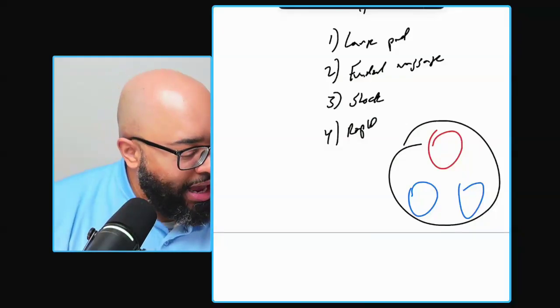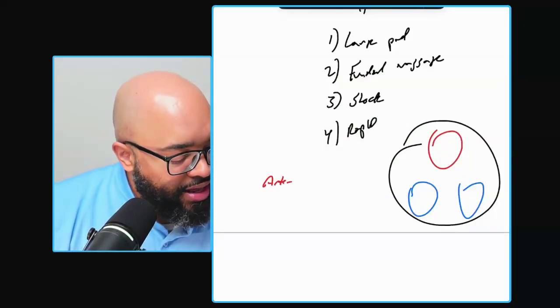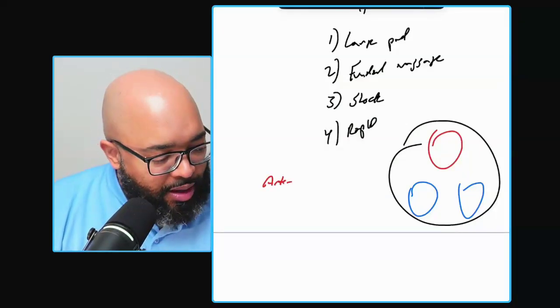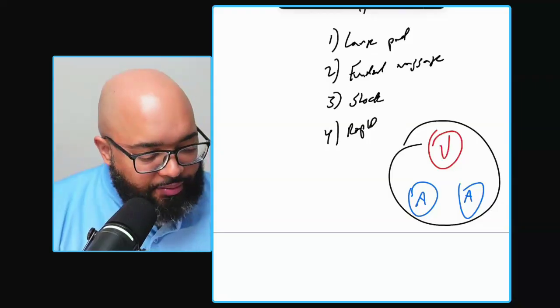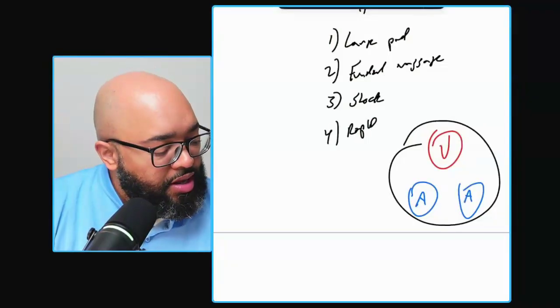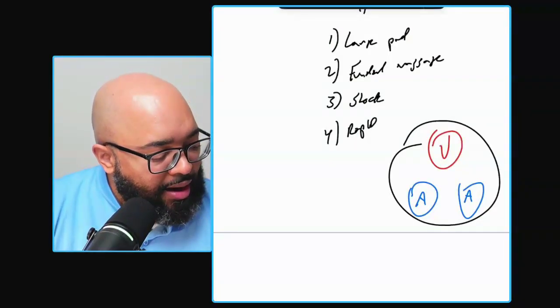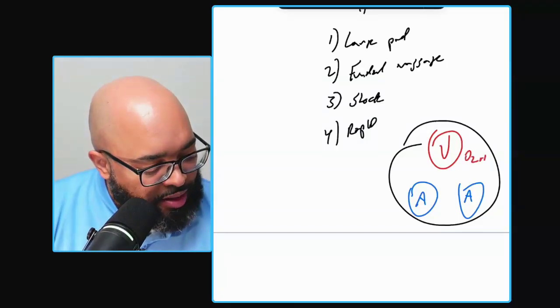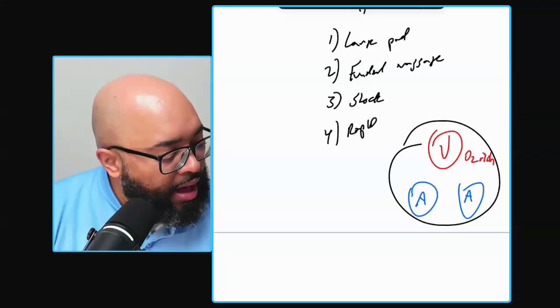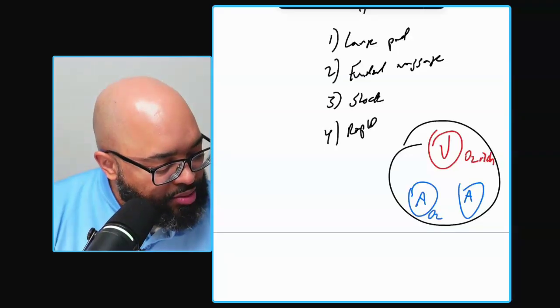Normally I would put arteries in red, except in the umbilical cord. I'm putting it in blue. This is an artery, and this is the vein. The vein is oxygenated blood, right? Yes, and that's the exception. So the umbilical vein carries oxygenated, or oxygen-rich, blood, and the umbilical arteries carry oxygen-poor blood.